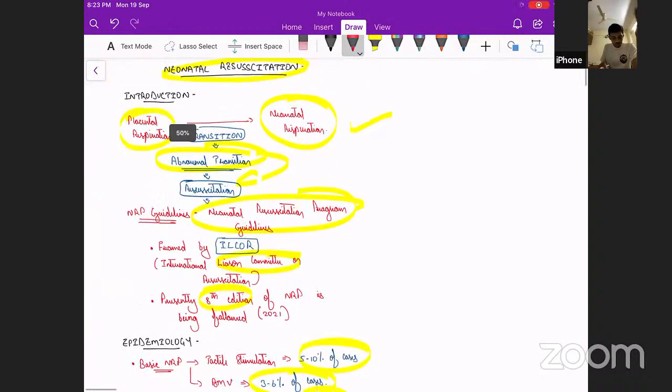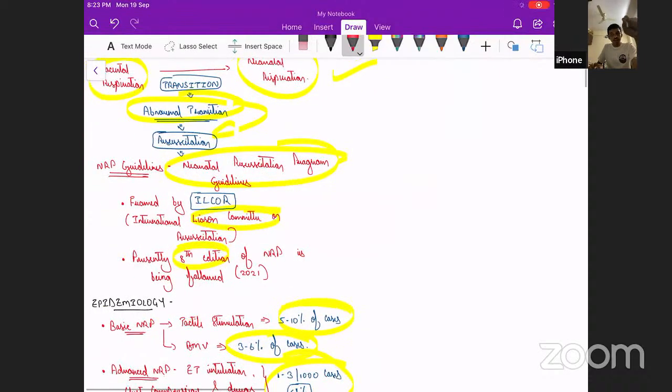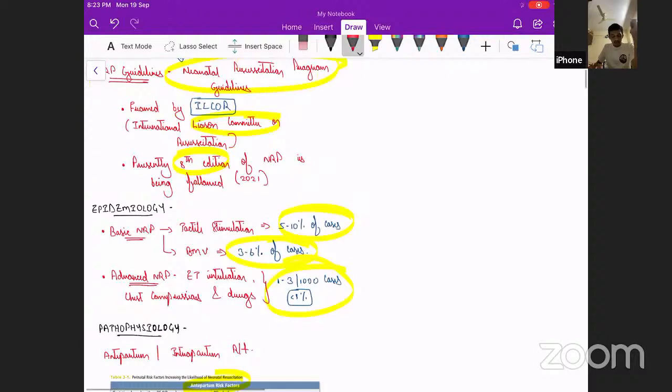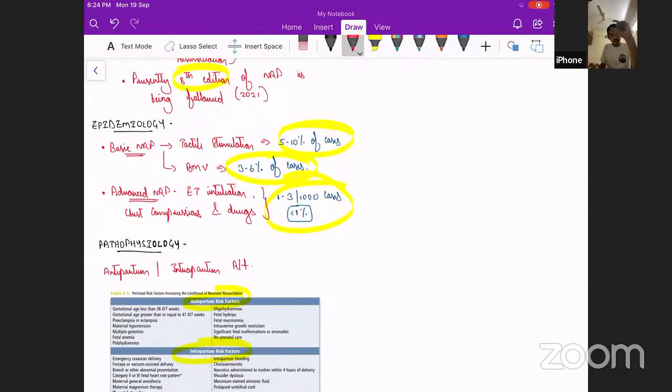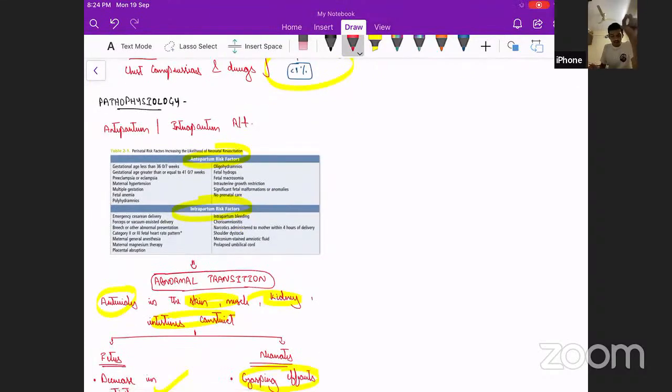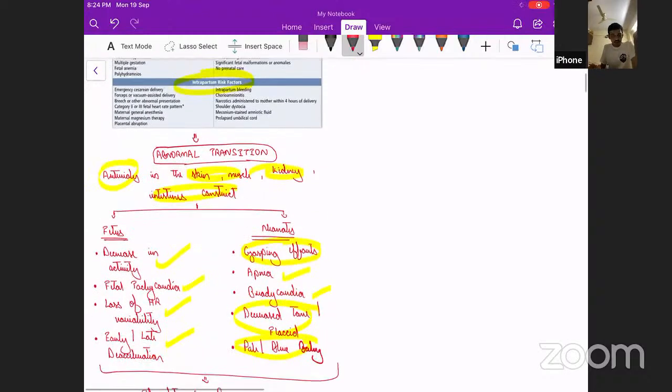NRP includes an introduction. If there is abnormal transition, then comes the need for neonatal resuscitation. And these guidelines are given by ILCOR, fine. Around 5 to 10% of the cases improve with tactile stimulation. 3 to 6% need bag and mask ventilation. And around 1 to 3 per 1,000 cases need ET tube or intubation along with positive pressure ventilation. So in case of any antenatal or intrapartum risk factors, we'll have to anticipate abnormal transition.